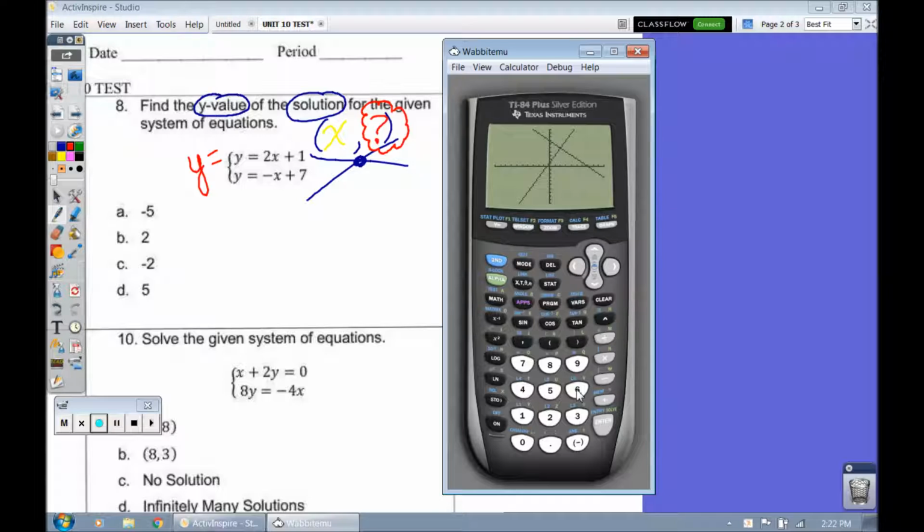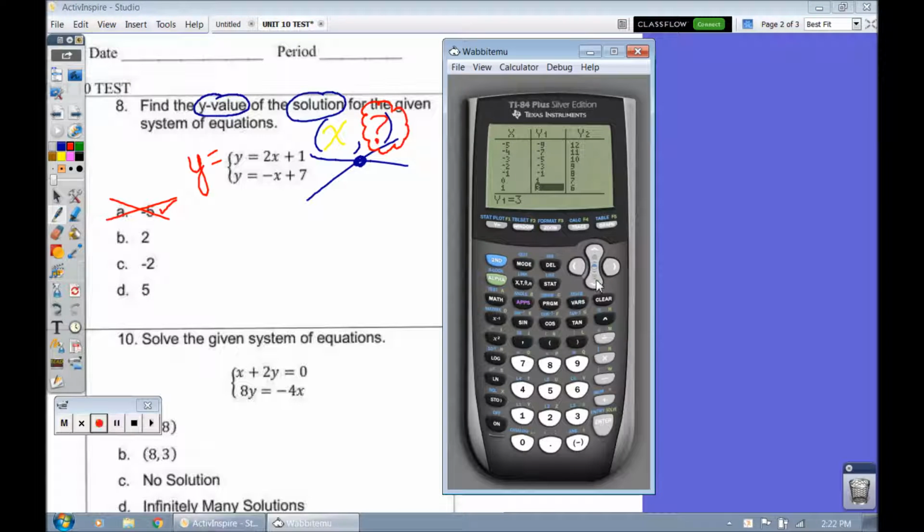So let's review the two ways. The first way is let's go to the table and see where the y's match. So see if we have matching y's here. Let's see. Well, we can use our answer choices. Let's see if we have matching y's over here at -5. Do we have matching y's at -5? No. Wrong.